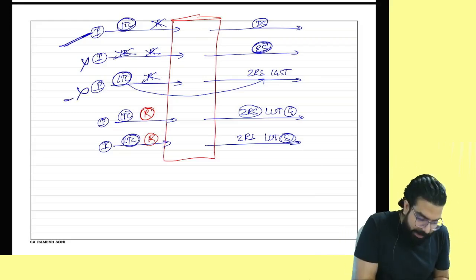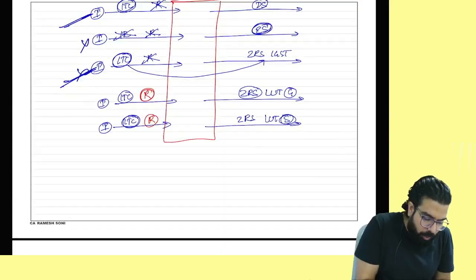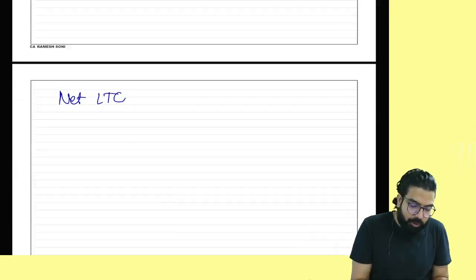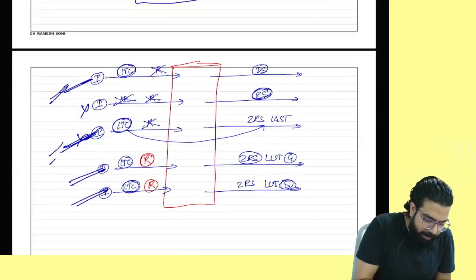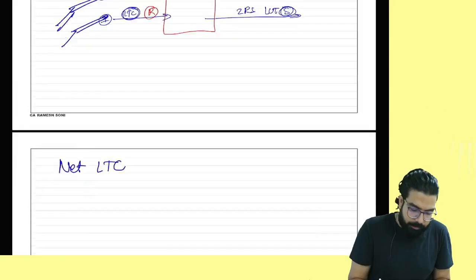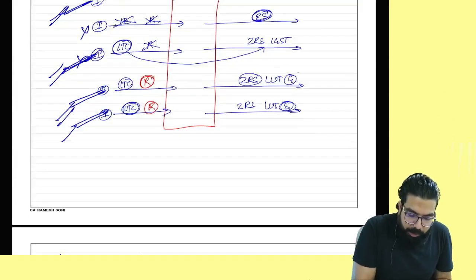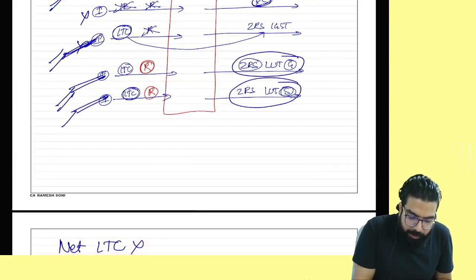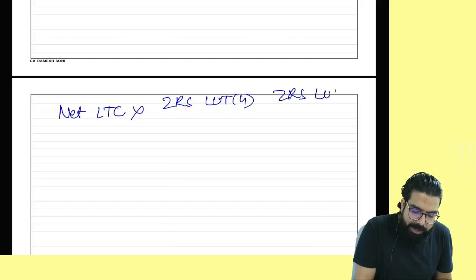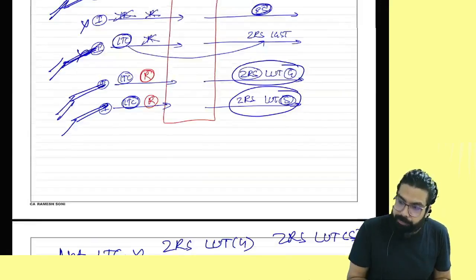This one, yes. This is your ITC. This one, yes. This is your ITC. This one, yes, sir. This is your ITC. So all of this will come in your net ITC. Okay? On the top, what will you take? Multiplied by what? Zero rated supply of goods. Zero rated supply under LUT. So zero rated supply under LUT for goods and zero rated supply under LUT for services. Do you guys agree? Divided by what?